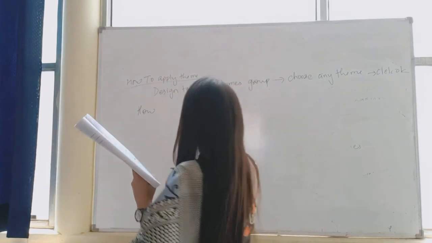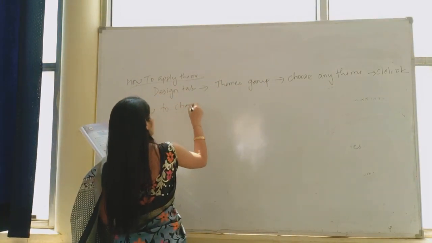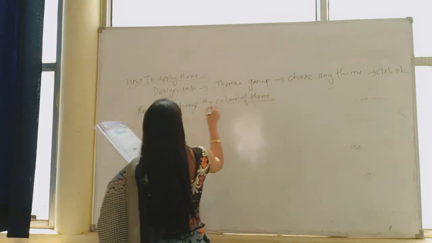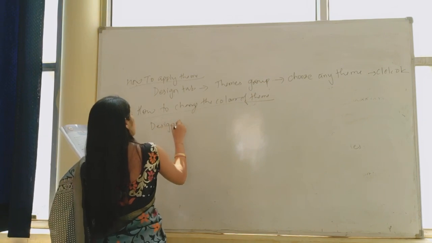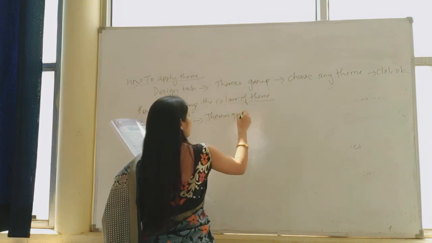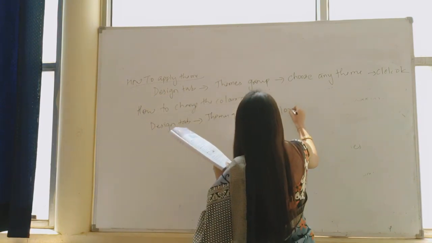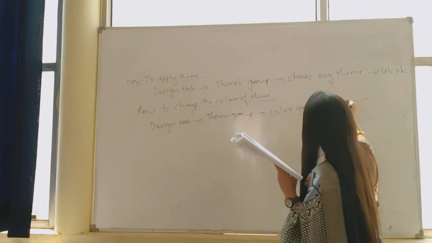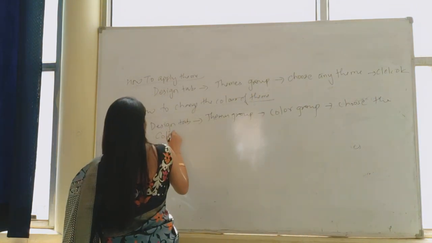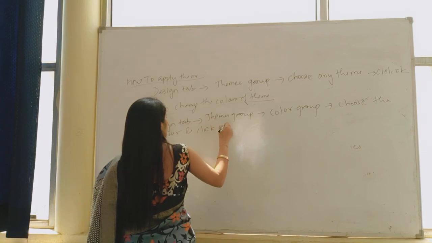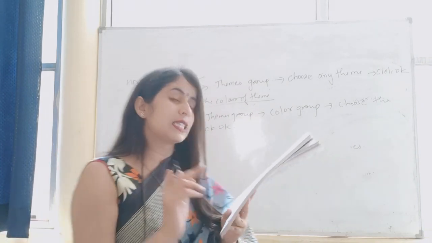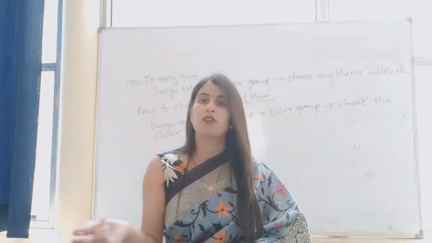Okay, so how to change the color of the theme? You will write here: design tab, click on design tab, then themes group. Okay, here you will find the color group. So you can choose the color and click OK. So in this way you can change the color of the theme. Okay, after this the next is how to change the font of the theme.